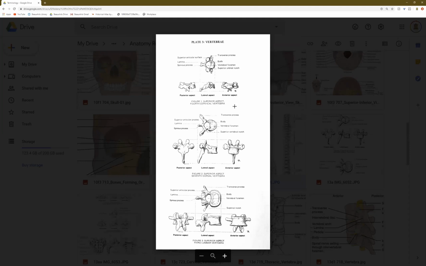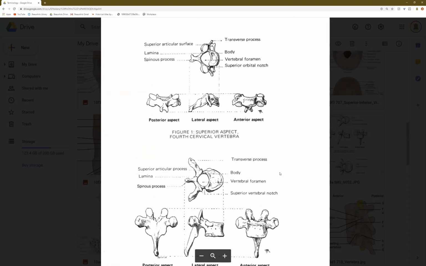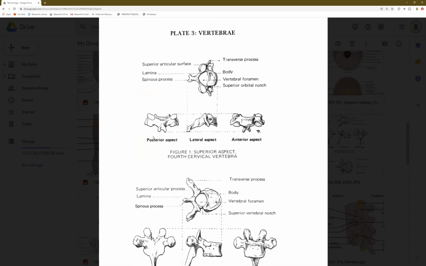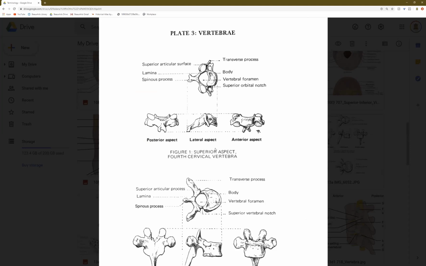So this plate shows a vertebra from each of the 3 sections of your vertebral column. You're going to want to become very familiar with what a posterior aspect is, lateral aspect, anterior aspect, because we'll be using those all the time. It's essentially parallel to architectural drawings and schematics. The front elevation would be the anterior aspect. The side elevation would be the lateral aspect, and so forth.